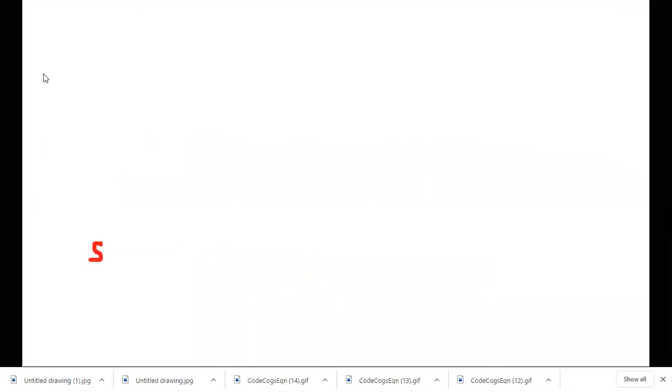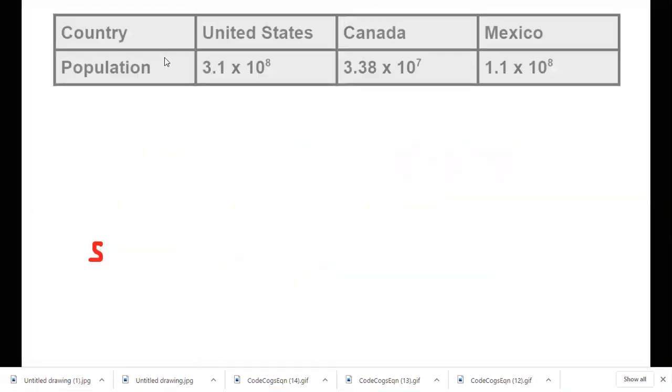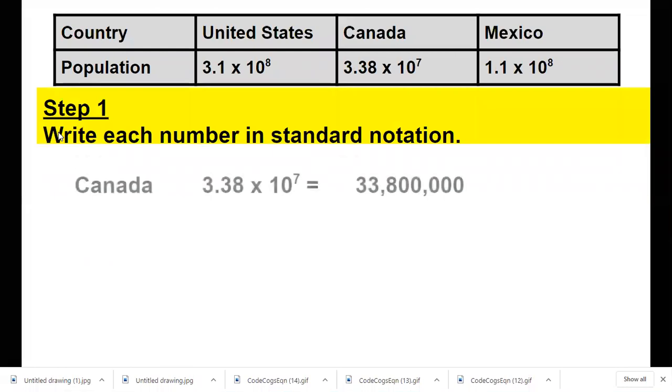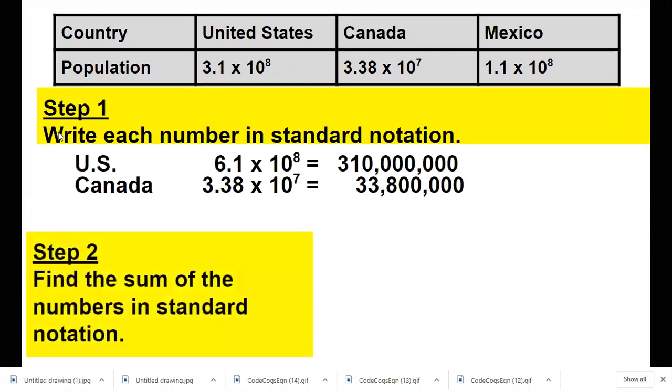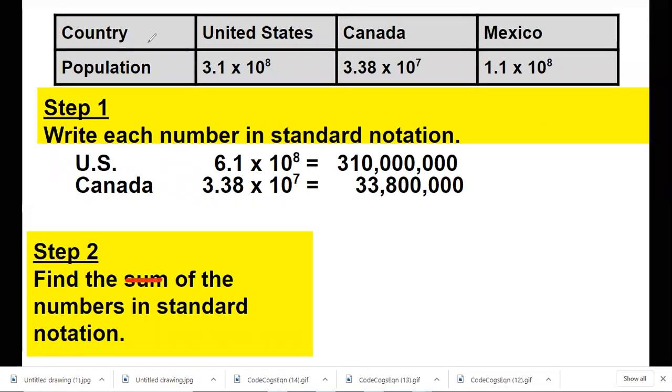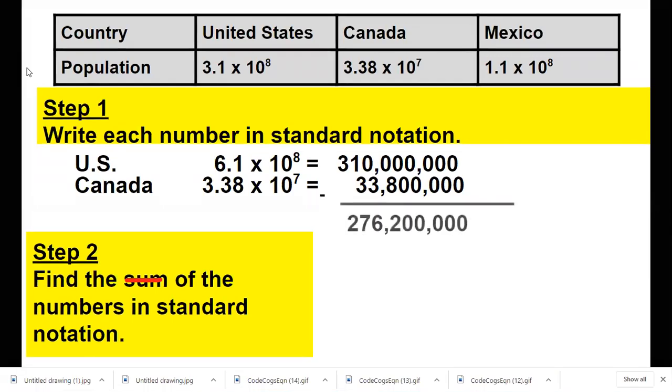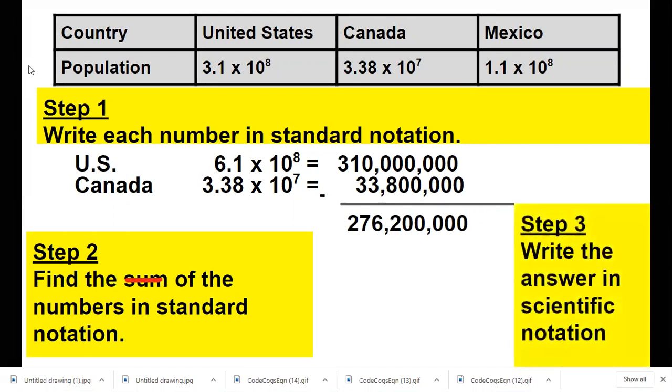All right, now we subtract. Now it says find the sum. Oh, find the difference. Didn't change that either. Find the difference of the numbers in standard notation. So we subtract. Get 276,200,000. We have to rewrite that now in scientific notation.